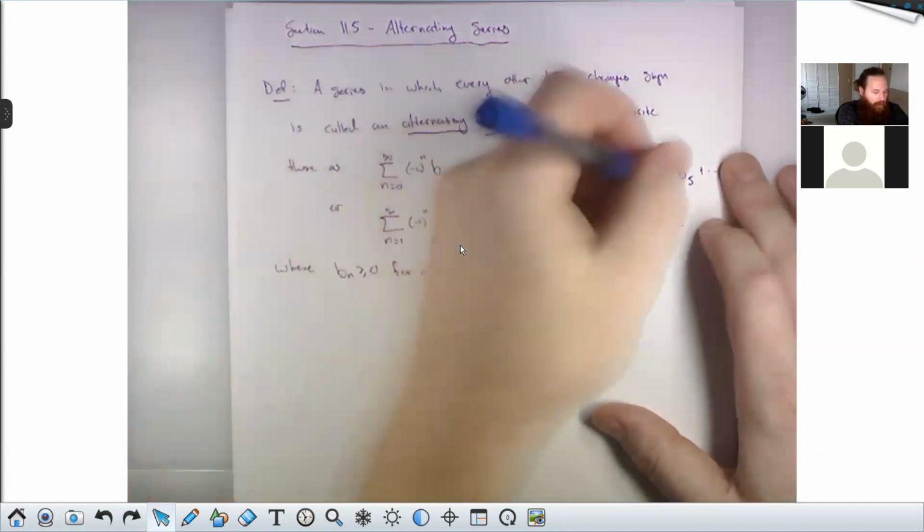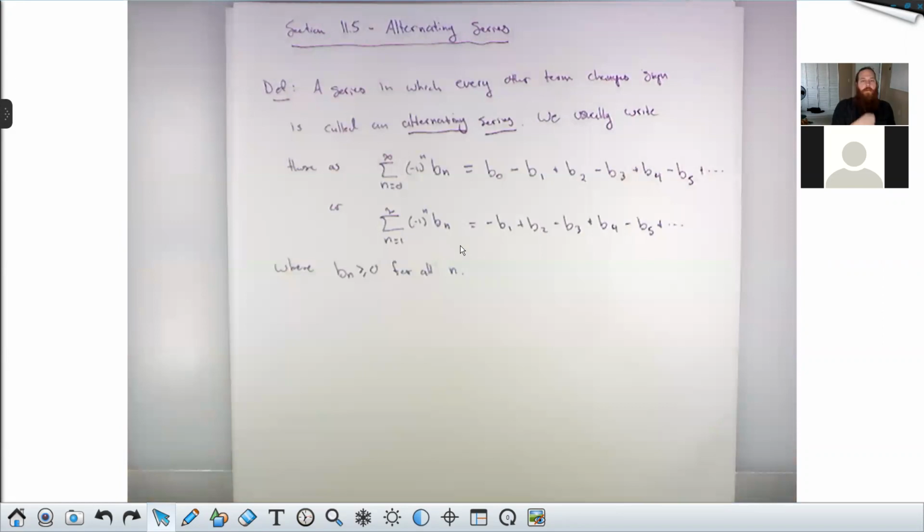So that these terms are actually changing sign. But there's other ways to write them also. This notation is kind of what you'll see most of the time, but it's not the only way. The thing to remember is that a series where every other term changes sign, that's an alternating series. So if it goes plus, minus, plus, minus, plus, minus, that's an alternating series.